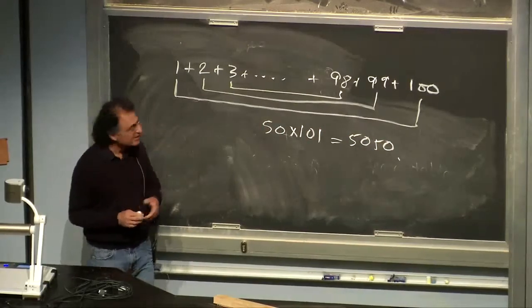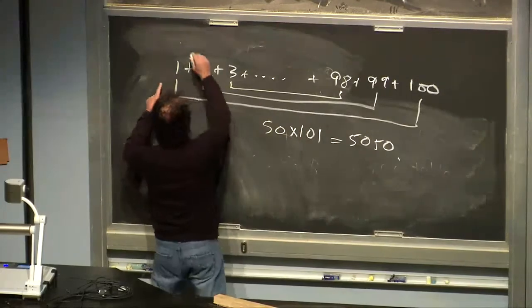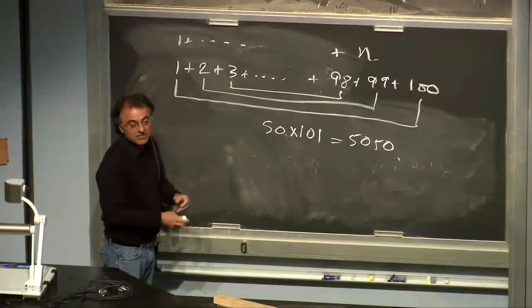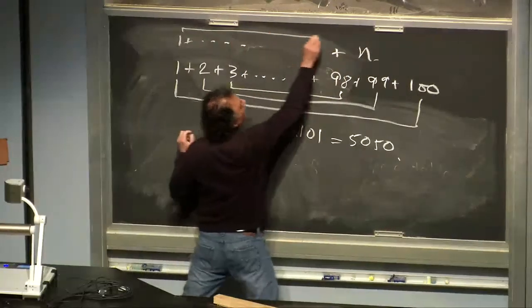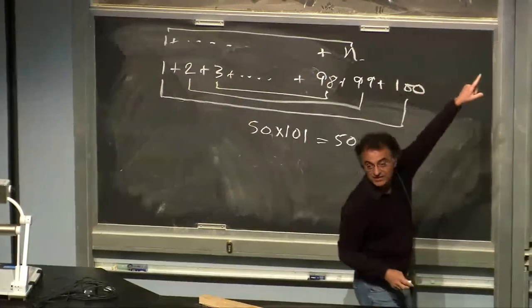Okay? But this is exactly what's going on there. Right? It's if you had 1 plus ... plus n, well, how many times do you have n plus 1? You have n plus 1, n over 2 times. Right? That's the formula.